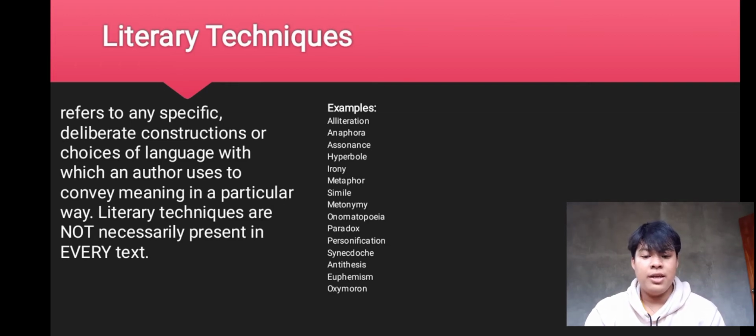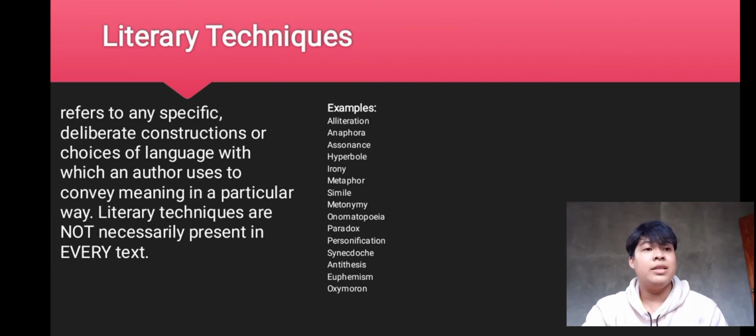This makes the words used in the books more amusing, and it can really catch the attention of the readers or viewers. We have here examples that will be discussed later on: alliteration, anaphora, assonance, hyperbole, irony, metaphor, simile, metonymy, onomatopoeia, paradox, personification, antithesis, euphemism, and oxymoron. These are the literary techniques I will be discussing to you.